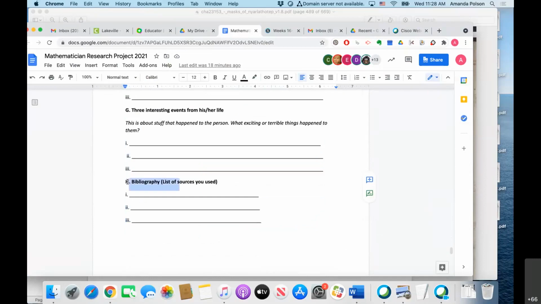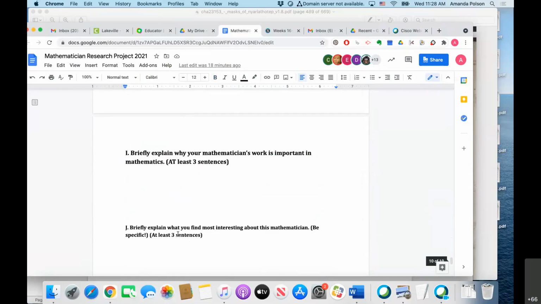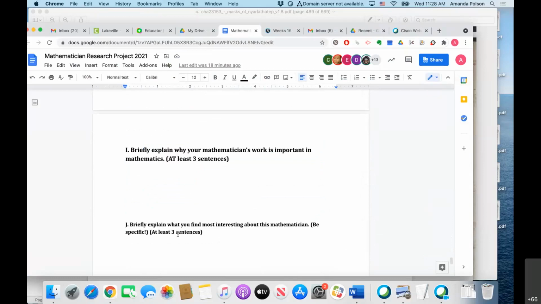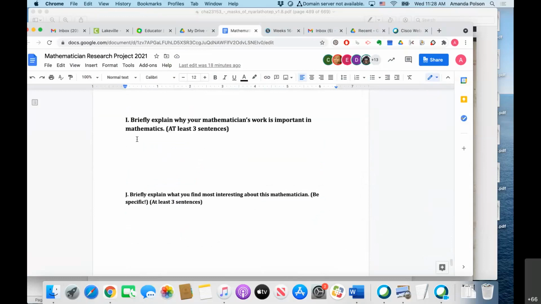Bibliography is just the list of sources you use. So anytime you use a website, you should copy and paste the website right into here. Okay? Then briefly explain why your mathematician's work is important in mathematics. At least three sentences. This should be something that you are able to get from your articles that you read.